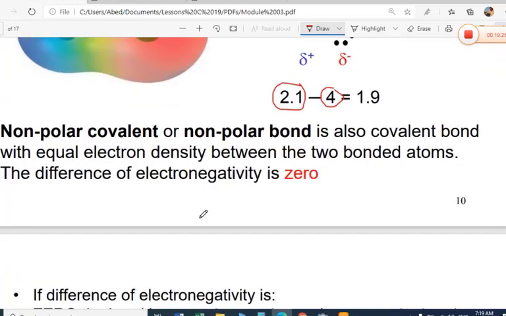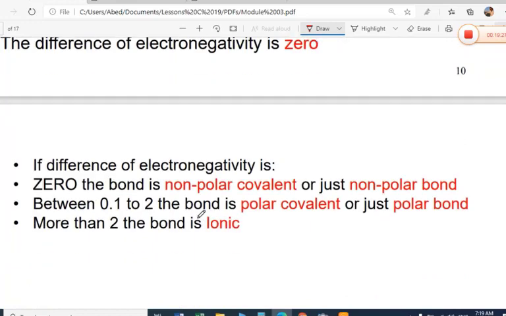Then we see the rules. There are 3 rules. Rule number 1: if the difference of electronegativity is 0, then the bond is called non-polar, or there will be no pole. When the difference of electronegativity is between 0.1 and 2, then the bond is called polar. Okay, or we can just say polar bond. When the difference of electronegativity is more than 2, then the bond will be ionic. And for the ionic bond, there will be a metal in the molecule, which I will show you.